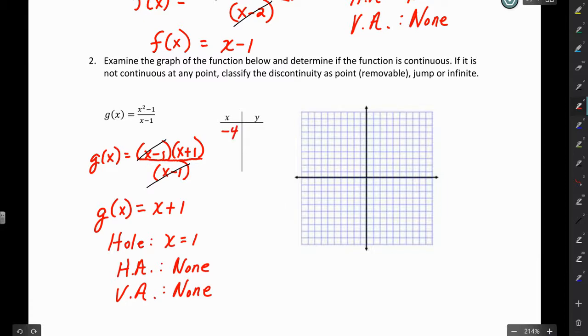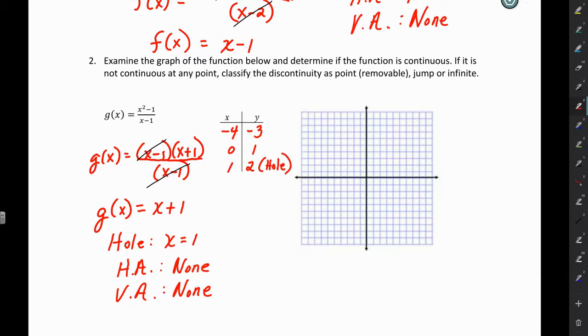-4, if I put -4 in there, -4 plus 1 is -3. Maybe I'll put 0 in there. I get 1. If I put 1 into my revised function, 1 plus 1 is 2, okay, but I have to remember at x equals 1, I have a hole. So on my graph, I have to draw an open circle.